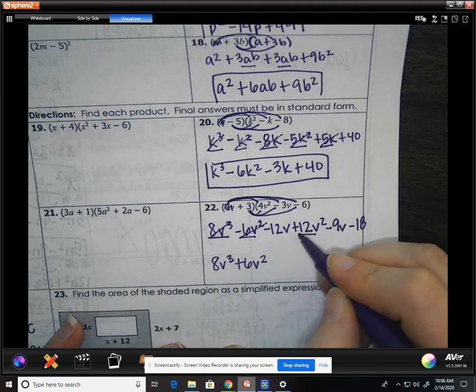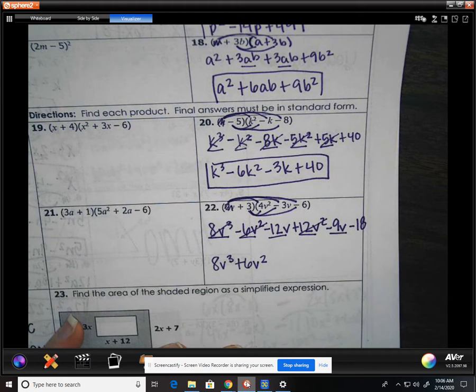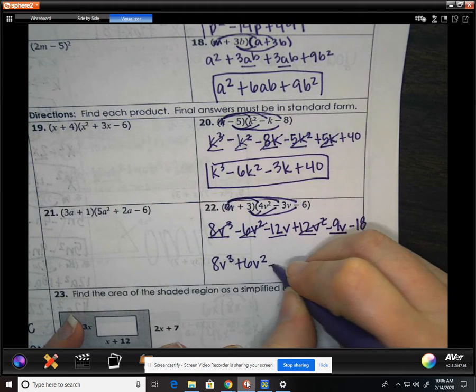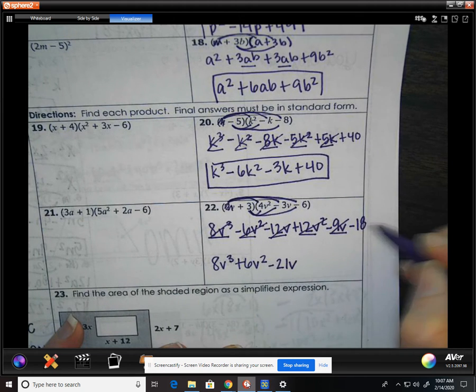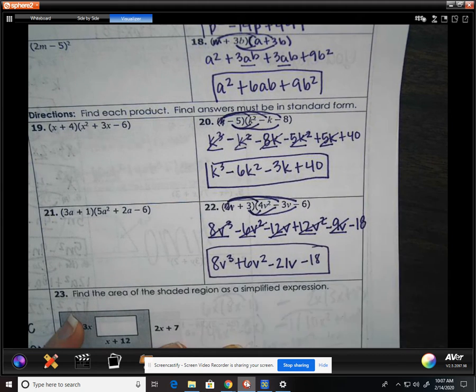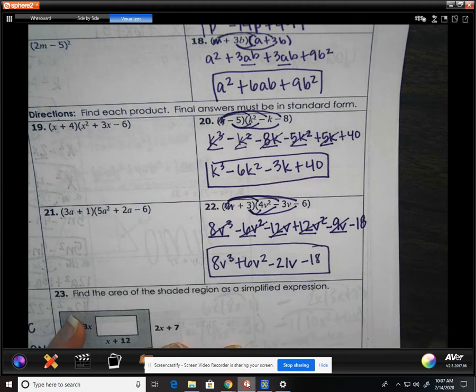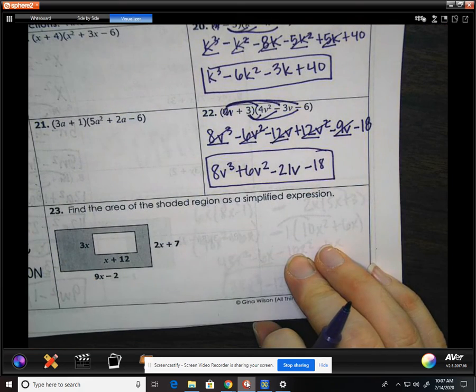Don't need that piece anymore, don't need that piece anymore. Then I have a -12v and a -9v. So when you add those together, that gives you -21, and you keep v. Don't need that piece, don't need that piece. The only piece left over now is the -18, so here is my final answer for that problem. Now, I'm going to do 23 with you, and then you have to do the rest of the odds.